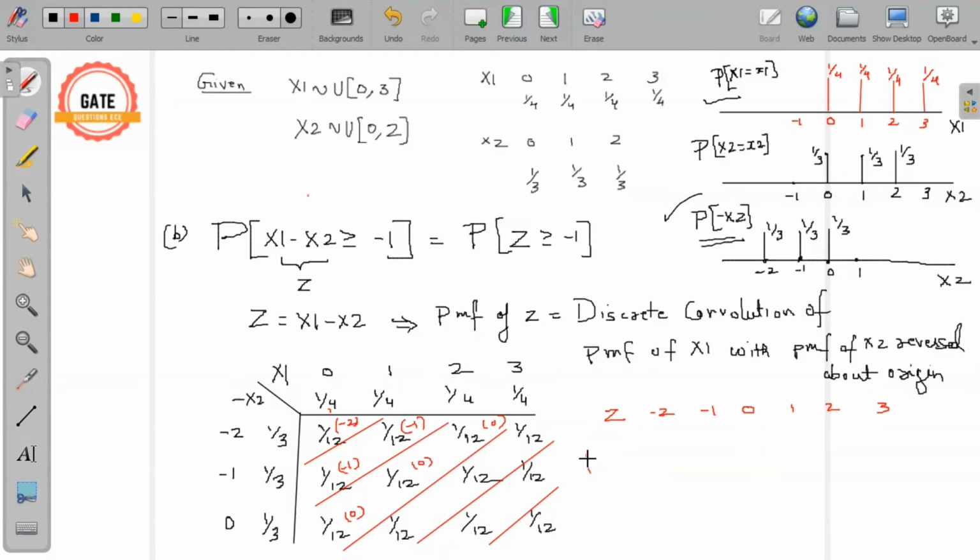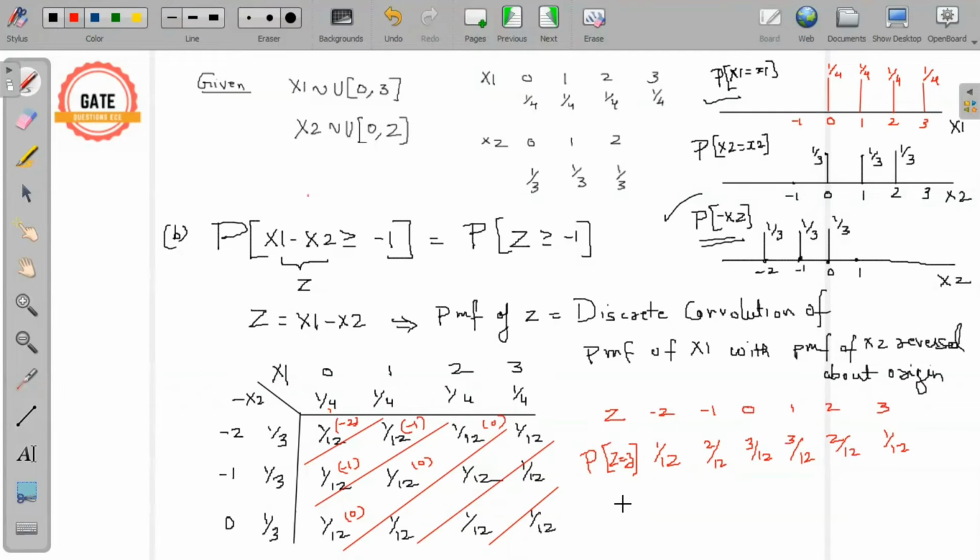And the corresponding probabilities you can get by adding the diagonal elements. So here it is 1 by 12, only one element is here. For this, there are two elements, so 1 by 12 plus 1 by 12 will be 2 by 12. For 0, you can observe there are three elements here, so it will be 3 by 12. For 1, again 3 elements, so it will again be 3 by 12. For 2, there are only these two elements, so it will be 2 by 12. For the last element, it will be 1 by 12.